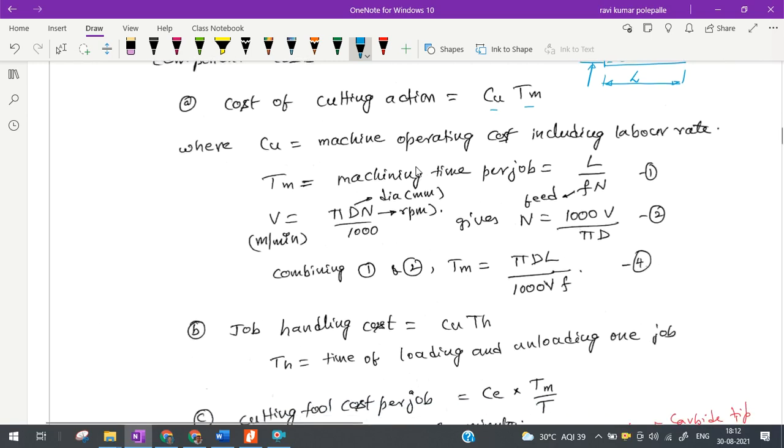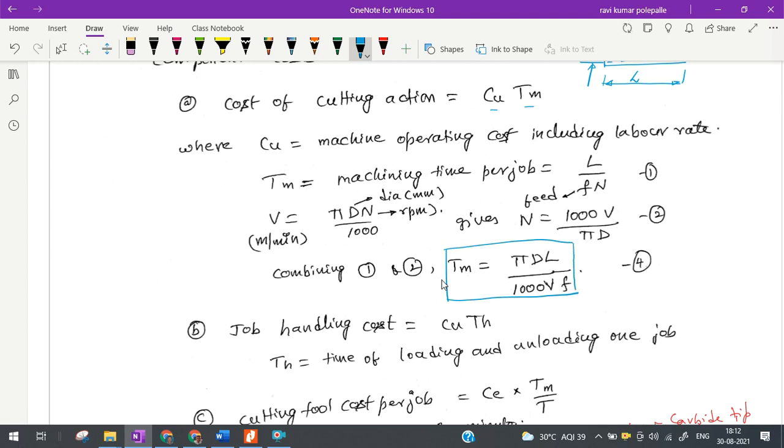Next, what is this Tm? Tm is nothing but the machining time per job. I can write it as L by f into N. This N can be obtained by considering the expression for cutting velocity V. So V I write as pi dN by 1000, d is the diameter in mm, and N is the RPM, which gives N equal to 1000 V by pi d. Accordingly, I may write this machining time Tm as pi dL by 1000 V f.